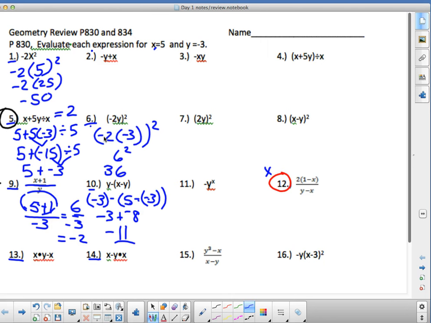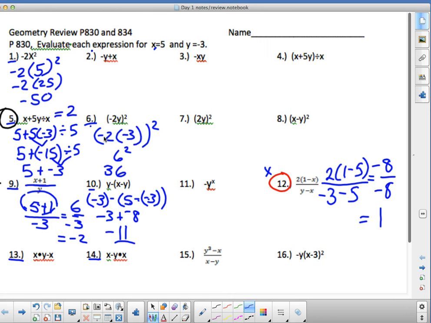Okay, welcome back. You turned it back on. All right, so now we've got 2 times 1 minus 5, and we've got negative 3 minus 5. Okay, so plug in our values and now we evaluate. Evaluate the stuff inside. I've got negative 4 times 2, which becomes negative 8 on top. And I've got negative 8 on the bottom, which will evaluate to 1.